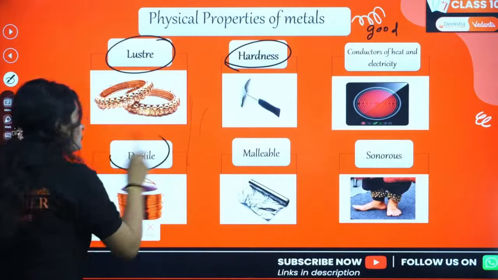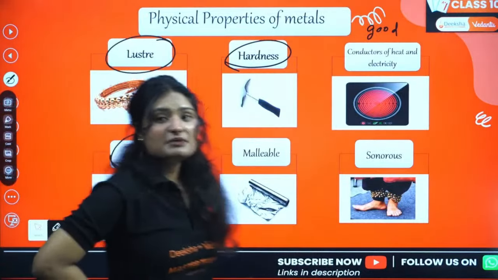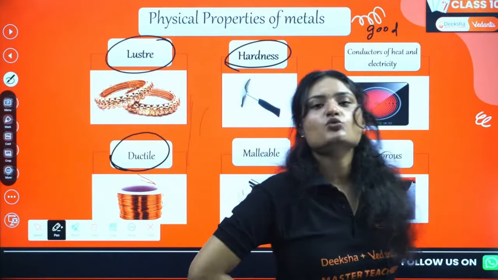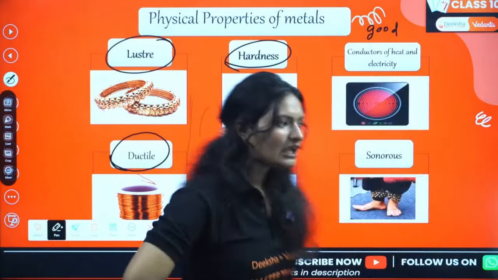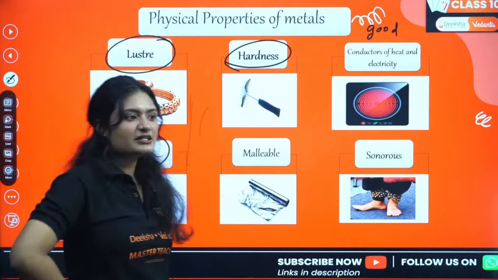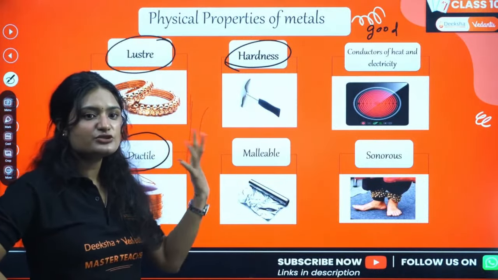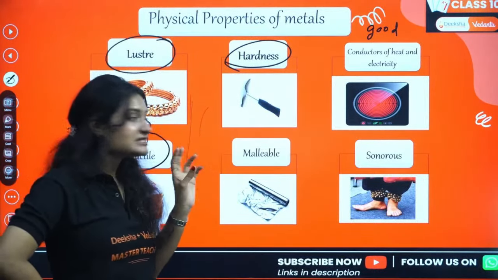They are ductile. What does ductility mean? That means they can be drawn into thin wires. Have you seen copper wires? The wires we use for electricity purposes are copper wires.